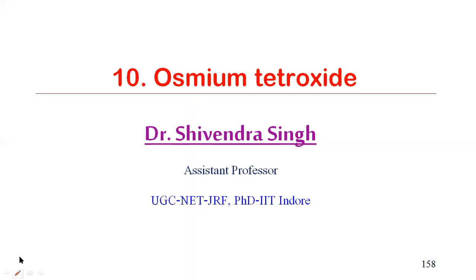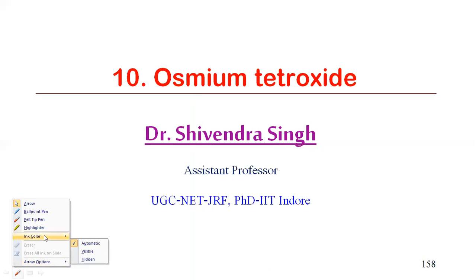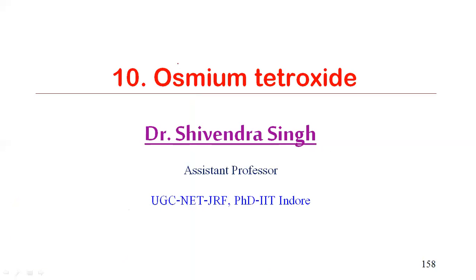Although osmium is a very toxic element, because of its usefulness we use this kind of complex for some particular purposes in organic chemistry. So today we are going to discuss this particular osmium tetroxide, how we can prepare it, and what chemical properties are associated with it. We are going to discuss them one by one.